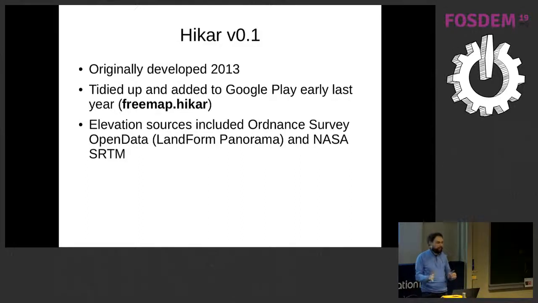But then because AR has had quite a lot of interest in the last couple of years, I've started developing it regularly once again. And I'm quite passionate about keeping that development going. So it was originally developed in 2013. And the original version, and I do want to emphasize the original version, is on Google Play. It will not show signposts. It's the original old version, but it is there if you want to see the older one. The elevation sources that the original version used included Ordnance Survey, which is the UK's National Mapping Agency open data, and also NASA SRTM, which probably you all know about, I would have thought.